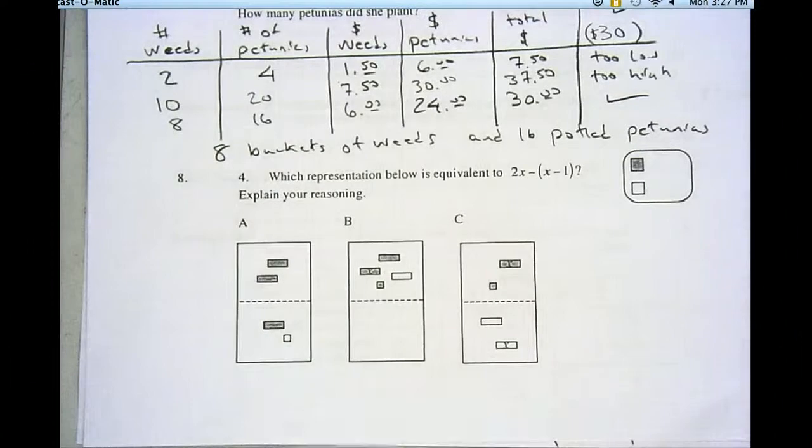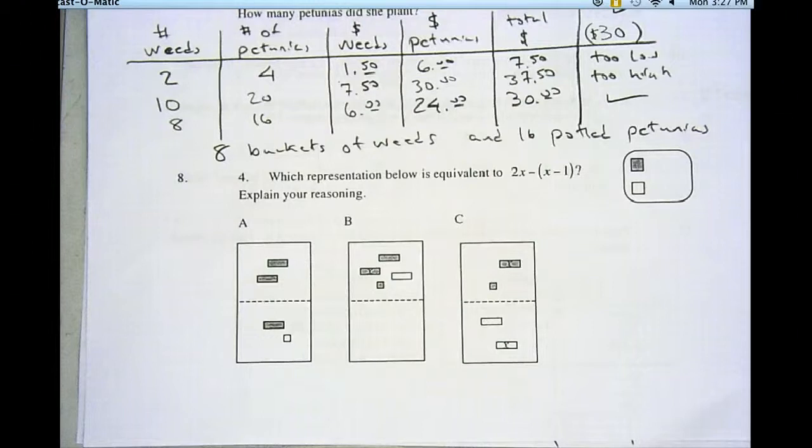Okay, this is the last video of your chapters 1 and 2 test review, and I'm going to start it up right here on number 8. So we're going to do 8 and we'll finish the last page also. Which representation below is equivalent to 2x minus the quantity x minus 1?